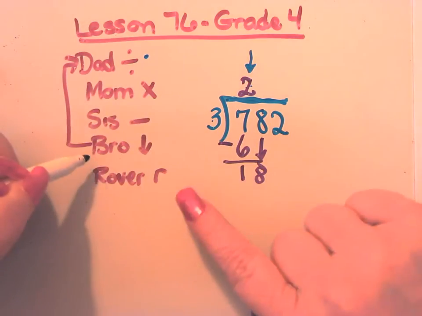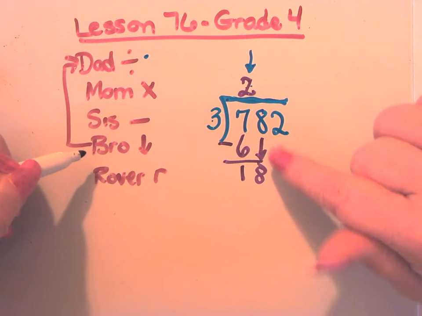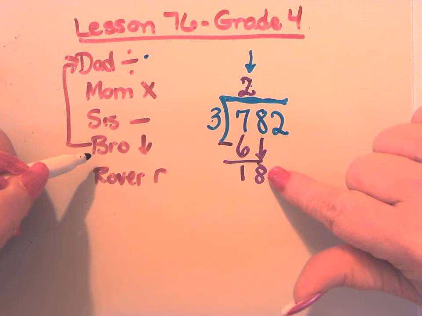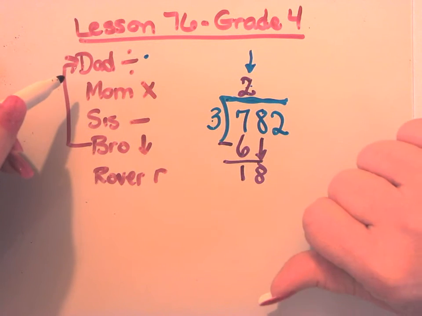We can only handle one brother at a time. So he can only have one brother come down at a time. So one brother in town, bring him on down. Now, we go back up to dad. How many 3s can I get out of 18?